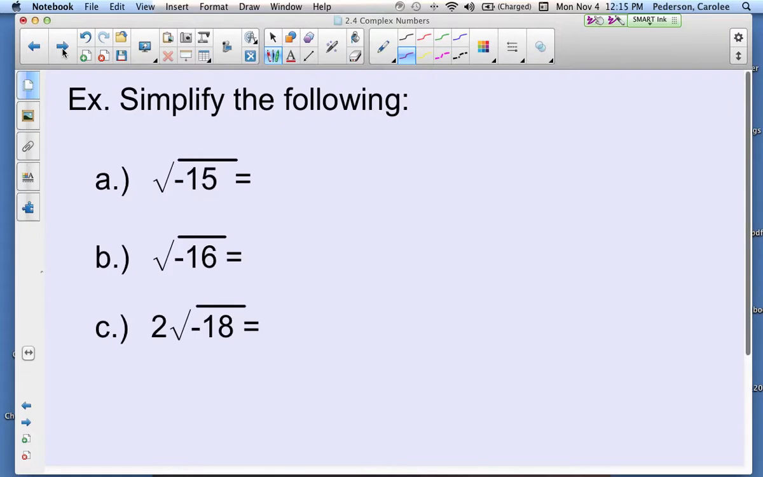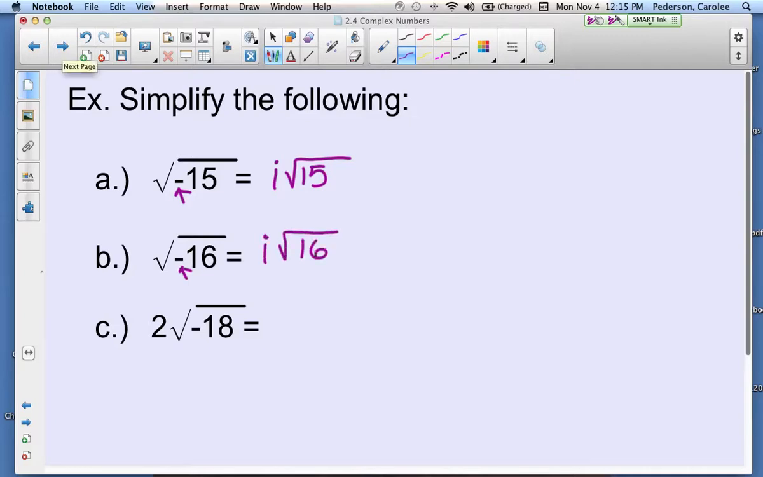Here are a few more examples to simplify. There's that negative, so the i is going to go out in front. Square root of 15, you can't do any breaking down with the square root of 15, so it just stays as it is. Next example has a negative, so replace that with an i out in front.